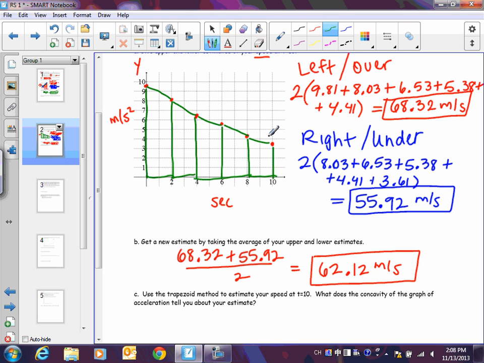That's, you know, and a lot of these tend to be concave up. Not always, but this graph is concave up. I'm even going to write this here because this is going to play into the next thing, which is: use the trapezoid method to estimate your speed. Trapezoid method just means find the area of these 5 trapezoids. What does the concavity of the graph of acceleration tell you about their estimate?